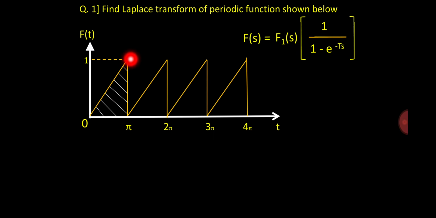After that the magnitude is decreasing from 1 to 0, but at time pi only. So in one step the magnitude of the function is decreasing from 1 to 0. So the second signal is a unit step signal. The first cycle is a combination of ramp and unit step.